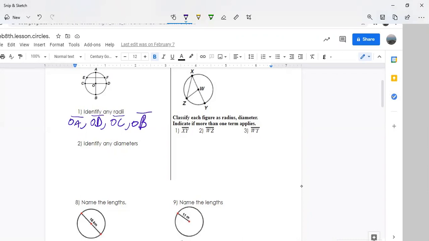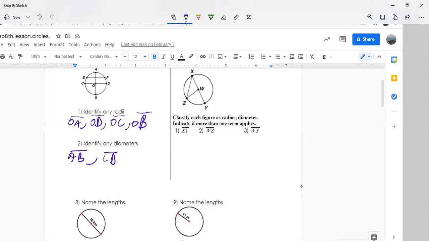Diameters are the lines that cut the circle in half, passing through the center. So AB is a diameter and CD is a diameter. EF is not a diameter. It does not pass through the center, and it does not cut the circle in half.